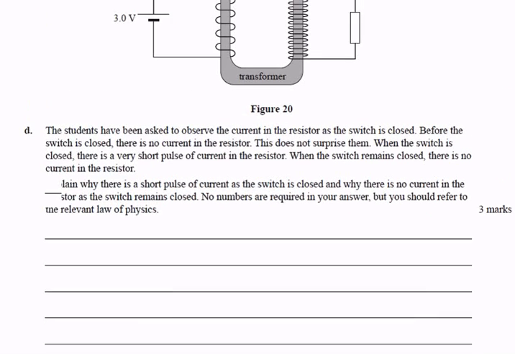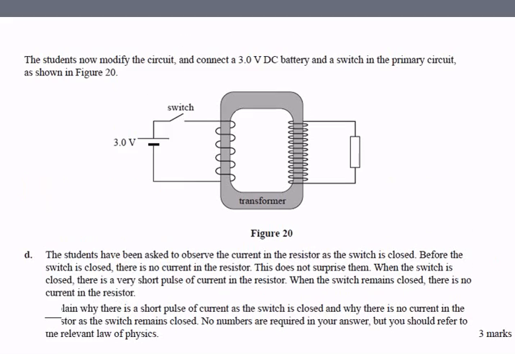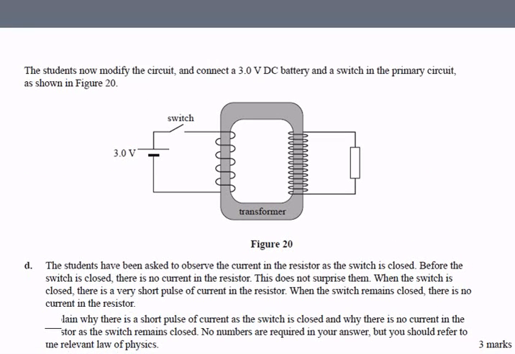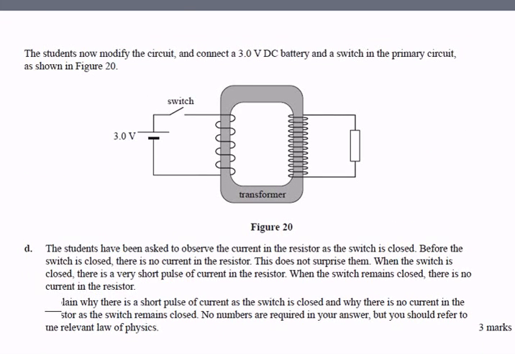Alright. Same circuit, but we've got a switch there. So the 3 volt battery is now DC, not AC anymore. And we've got a switch. The students have been asked to observe the current in the resistor as it's closed. Before the switch is closed, there's no current. This doesn't surprise them. When the switch is closed, there's a very short pulse of current in the resistor, and when it remains closed, there's no longer any current.